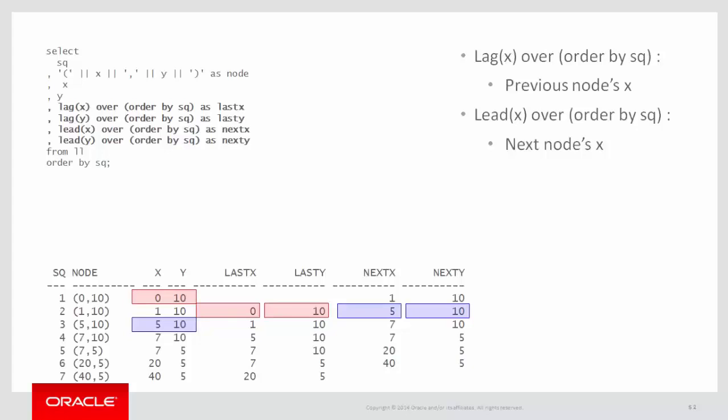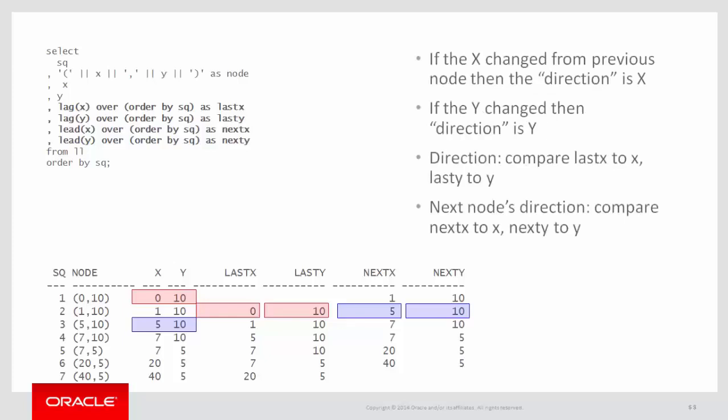Looking at the last x and last y in the second row, they come from the first row's x and y. Looking at the next x and next y in the second row, they come from the third row's x and y. Now I'm going to remind you of that direction concept.